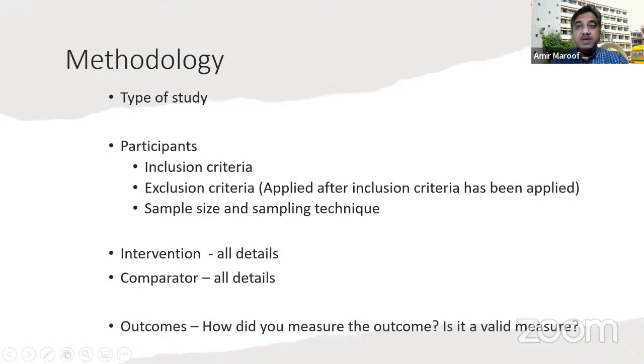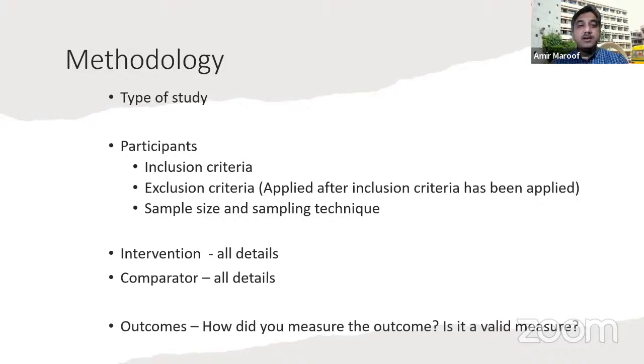Then we come to the methodology part. In the methodology part, if you see, it starts with the type of study. That this is a cross-sectional study, an interventional study, a case control, or a follow-up type of study will be written.